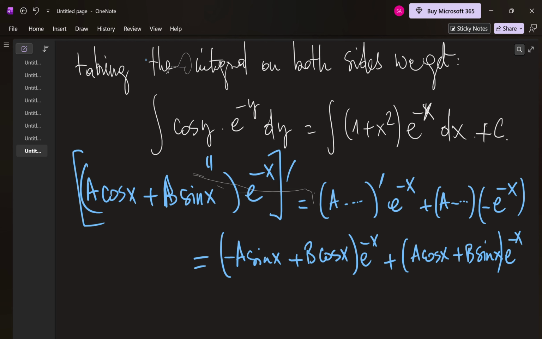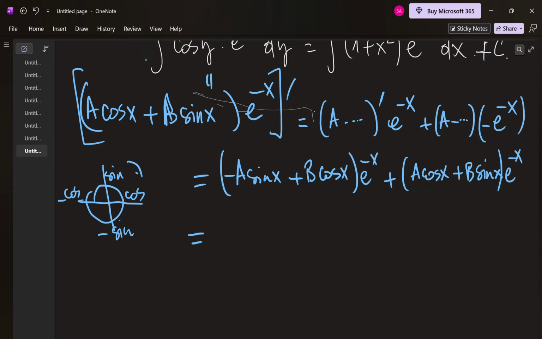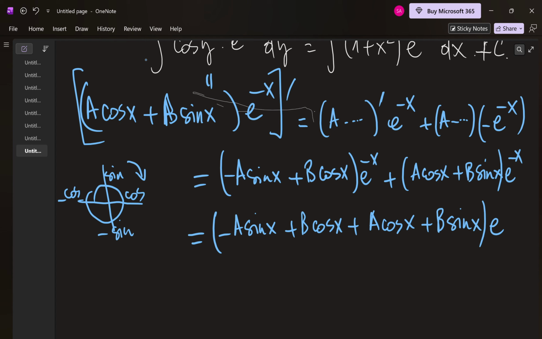The derivative of sine x is cos x. You have the triangle: you have here sine, cosine, minus sine, and minus cosine, and you go this way. Sine, cos, minus sine. Yes, we continue now. So the first one will give you minus a sine x plus b cosine x, plus a cosine x plus b sine x, is equal to minus x.